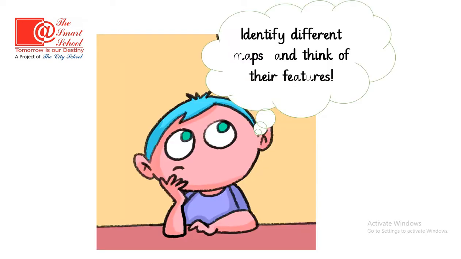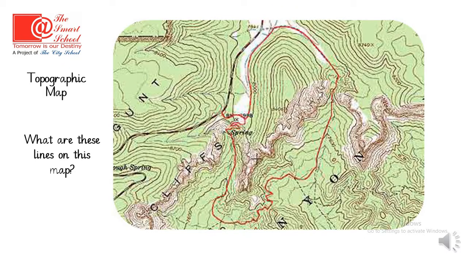Now let's move forward. Identify different maps and think of their features. Let's see the first map of today. Yes, it's a topographic map. What are these lines on this map? These are contour lines. Now what are contour lines? The contour lines basically show the elevation of a place. What is elevation? Elevation is the height of a place from ground or sea level. So these contour lines tell us how high a place is.